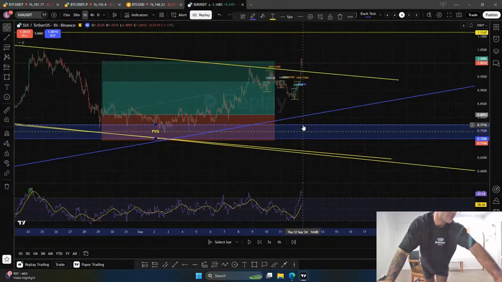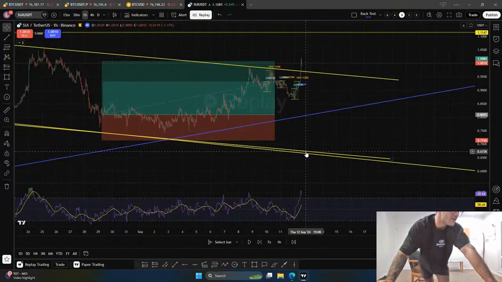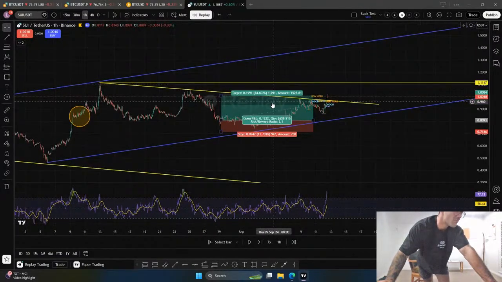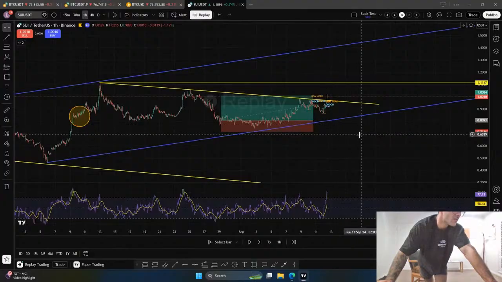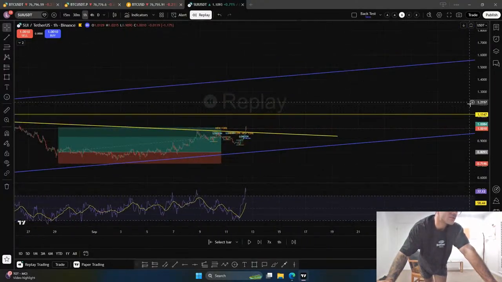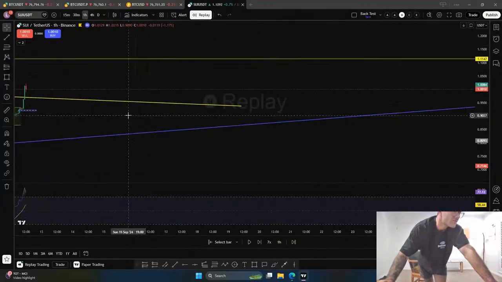Now, I'm getting rid of this. I'm cleaning this up. So now I'm looking at this. We're staying inside this blue line. I am now looking for longs. Okay, I'm looking for a long.